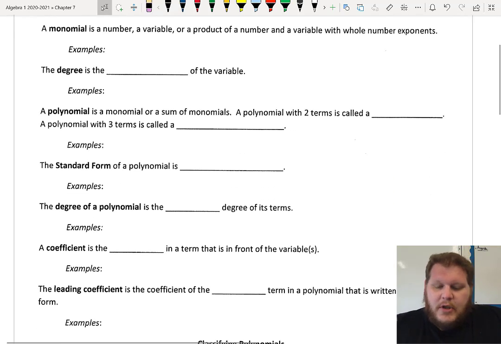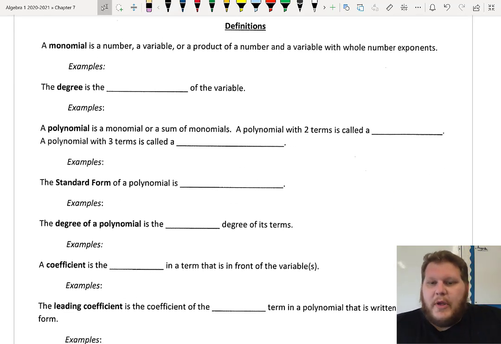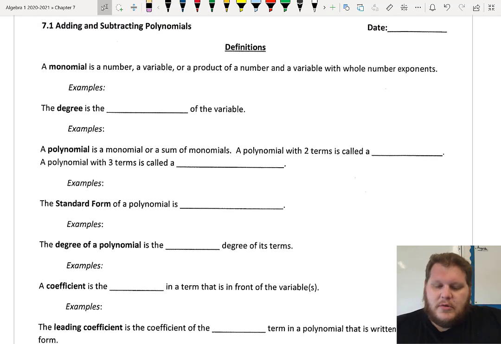So a monomial, we'll start a little bit further back. A monomial is a number, a variable, or a product of a number and a variable with whole number exponents. So what that means, now we're going to look a lot at root words today to help us identify what different words are, help us remember. In the grand scheme of things, what we should remember here is that end sound, M-I-A-L, meal, means number of terms. So a monomial, mono is one, so it is a one-termed expression.